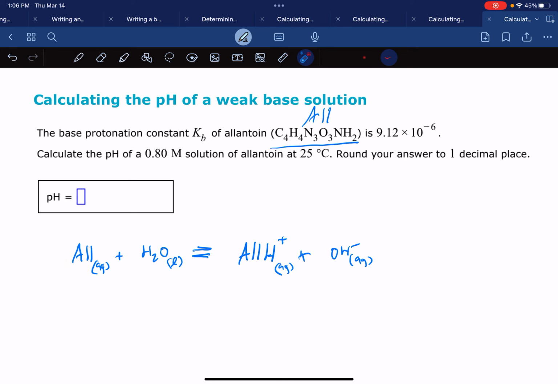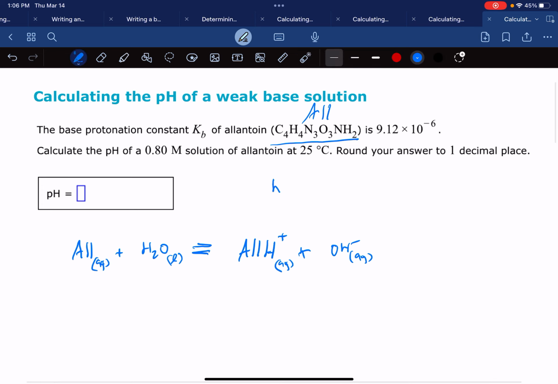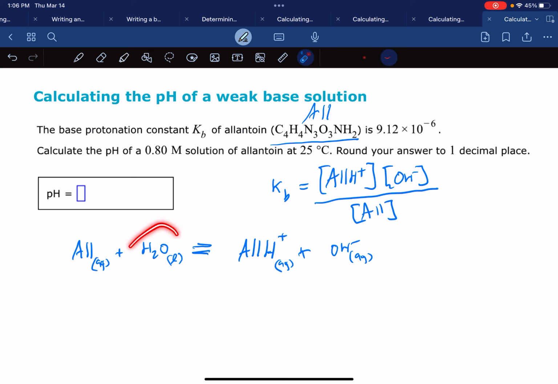And if we wanted to write a Kb for that, we would just take our products and put them over our reactants. Kb is equal to the AlH plus concentration times the OH minus concentration, all over the Al concentration. And as always, a gentle reminder that we do not include H2O because it's a liquid. And over here, the coefficients in front of these were all ones. That's why we don't have any exponents up here. Well, they're ones, but something to the 1 power is just what it is. So this is the Kb we're going to be writing.